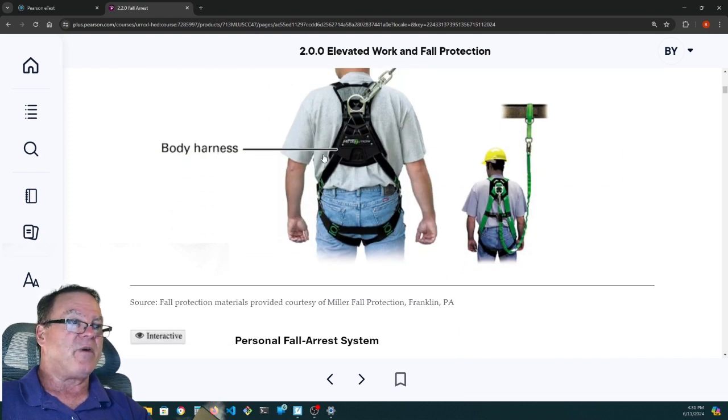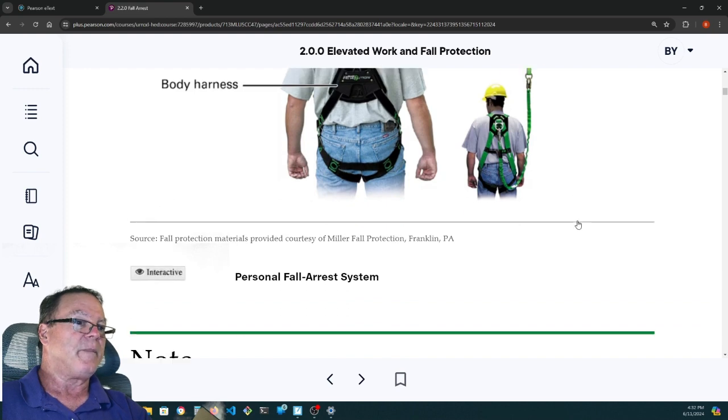So here he is. He's got his body harness with his D-ring between his shoulder blades. That's where you want it. You want your D-ring between your shoulder blades, just like this one over here.